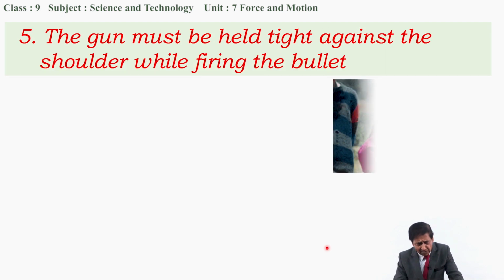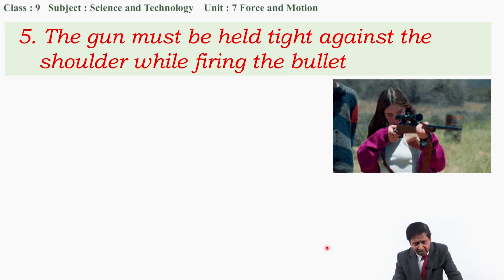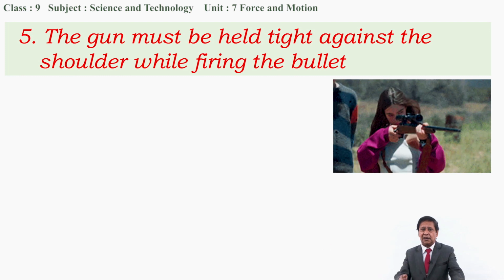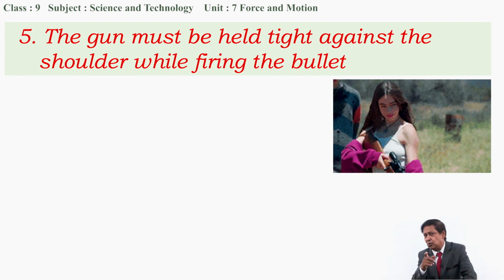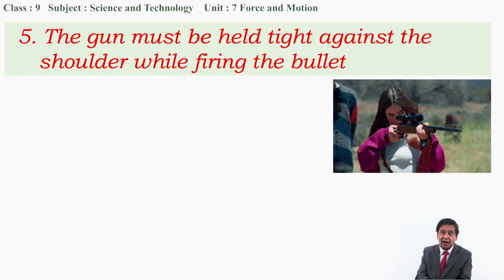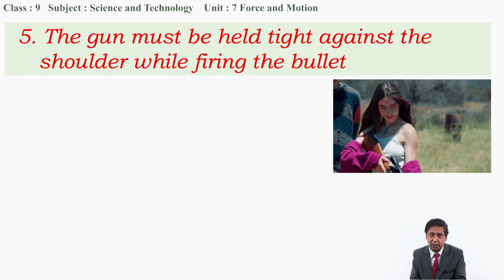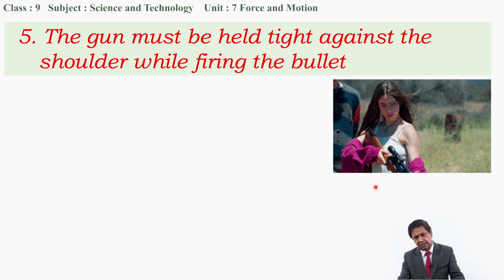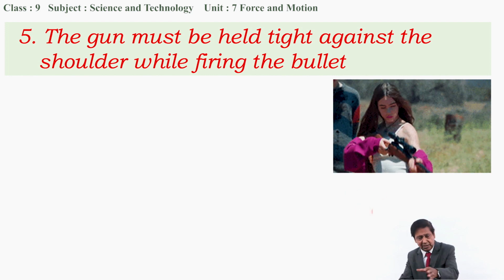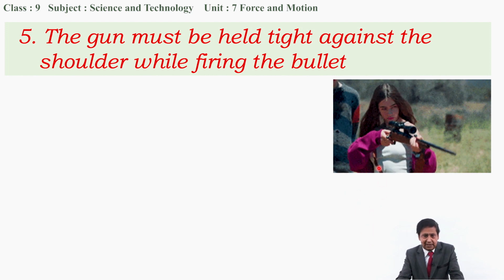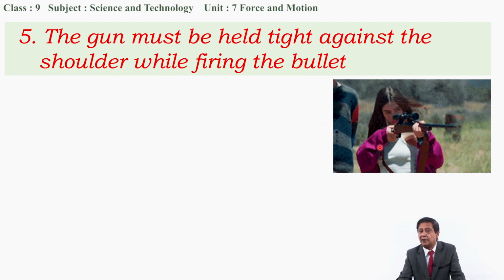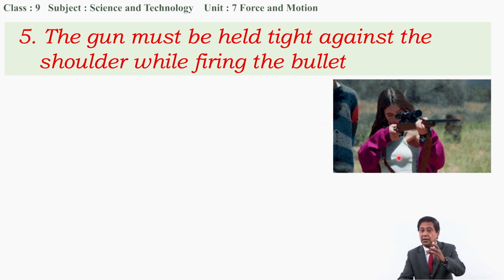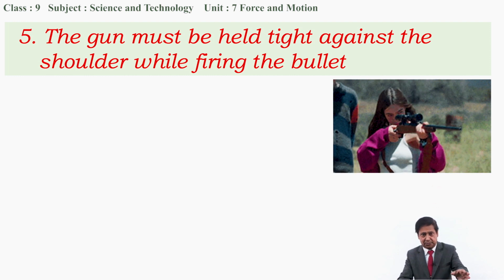Now let's talk about this case. What is seen? A girl is shooting something with the help of a gun. But have you noticed that she holds the gun tightly on her shoulder? And this is necessary to shoot the target. Why? If it is not so, then the reaction force pushes her. Sometimes it may hurt the shooter also.